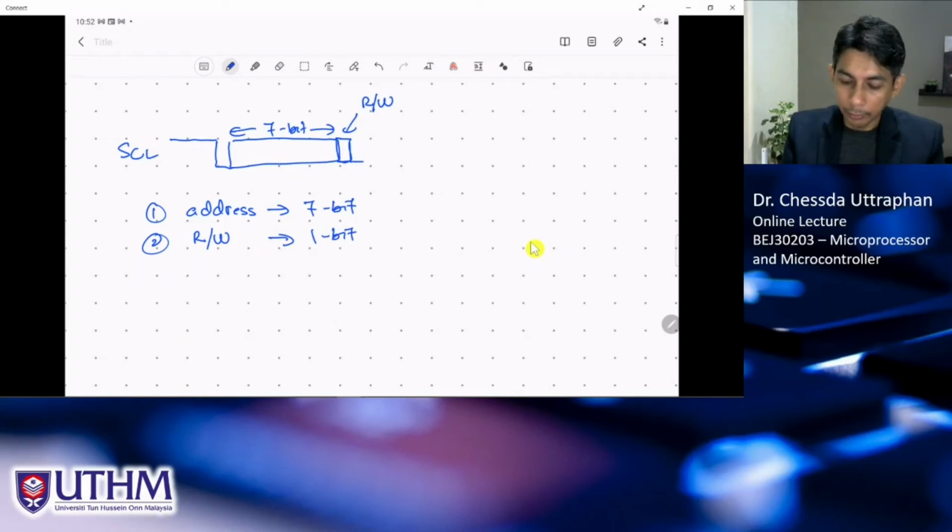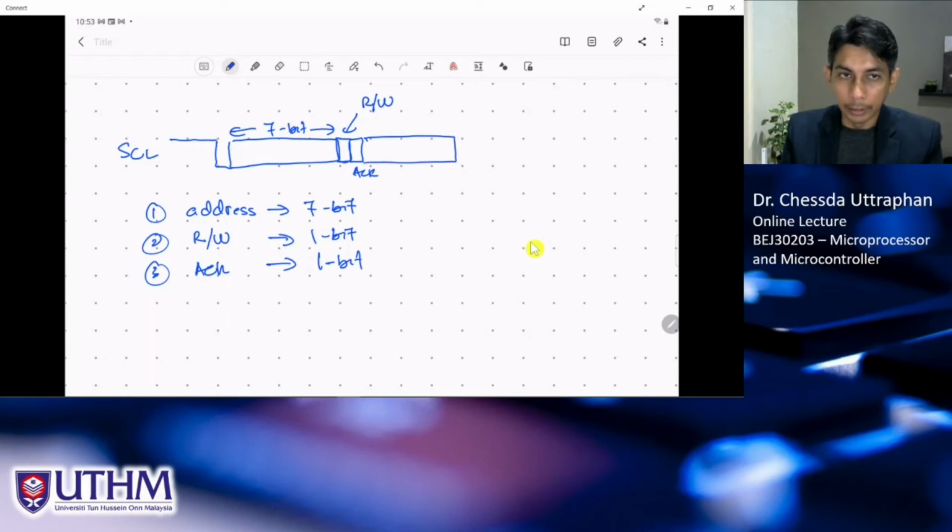and we need another one which is acknowledge. So the number 3 is acknowledge, which is 1 bit also, and this one is followed by the data, right? 8-bit data. This is address. 8-bit data, the data. So number 4, we have data, which is 8-bit.